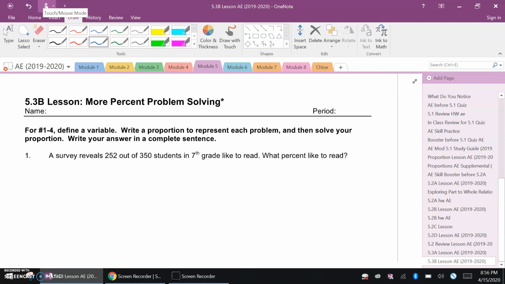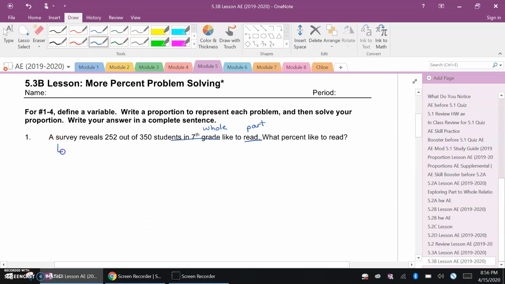So it says a survey reveals that 252 out of 350 students in 7th grade like to read. And so the reading part is going to be the part, and the students in 7th grade is going to be the whole. And we want to know what percent like to read. So since we're looking for a percent, we're going to let x equal the percent who like to read. For our word ratio, we're going to have our read to total 7th graders. And then we are going to start setting up our proportion.